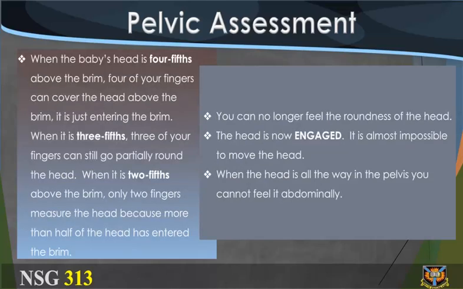When the baby's head is 4 fifths above the brim, 4 of your fingers can cover the head above the brim. It is just entering the brim when it is 3 fifths. 3 of your fingers can still go on partially round the head. When it is 2 fifths above the brim, only 2 fingers measure the head because more than half of the head has entered the brim.